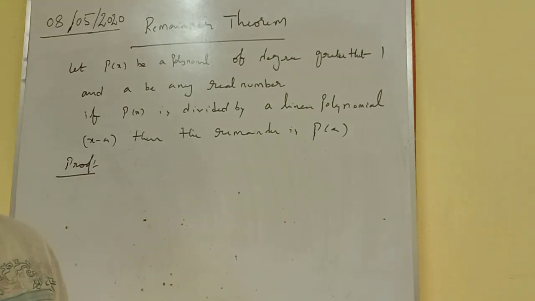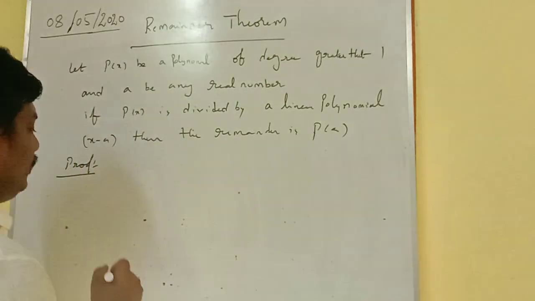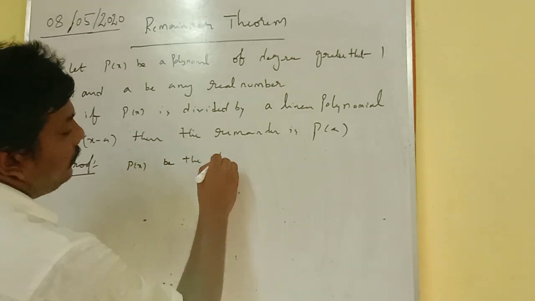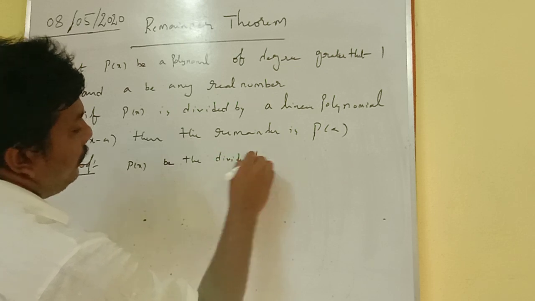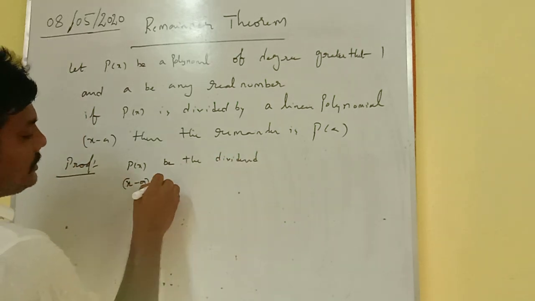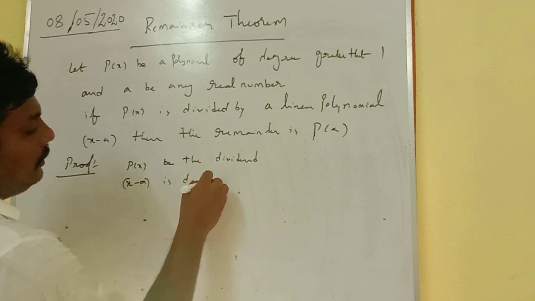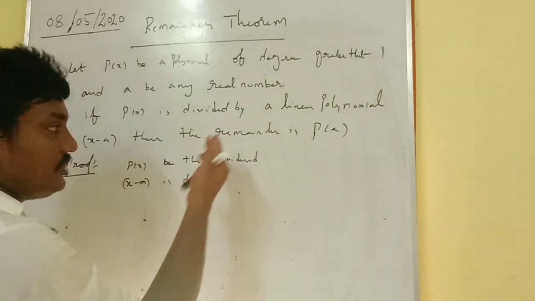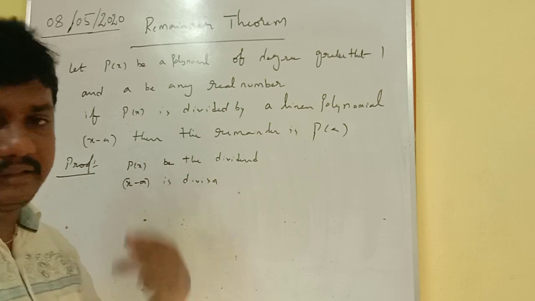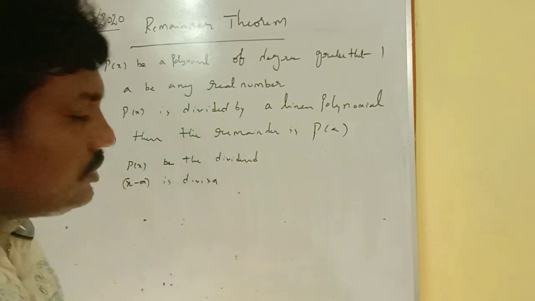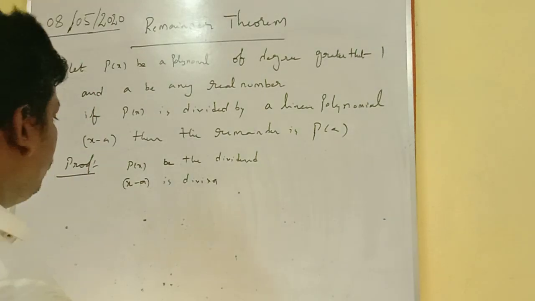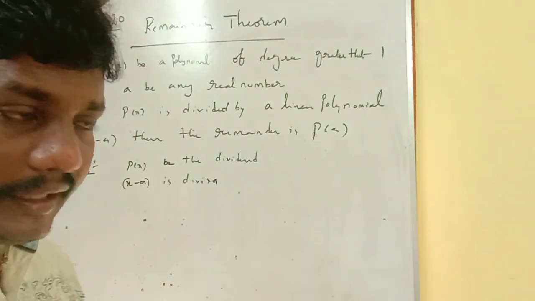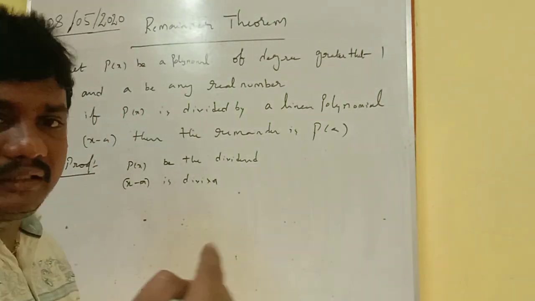Let p of x be a polynomial. Let p of x be the dividend and x minus a be the divisor, because we already know p of x is divided by x minus a. So x minus a is the divisor and p of x is the dividend. Let q of x be the quotient. According to the division algorithm, if you take any two numbers, we get two more numbers as quotient and remainder.